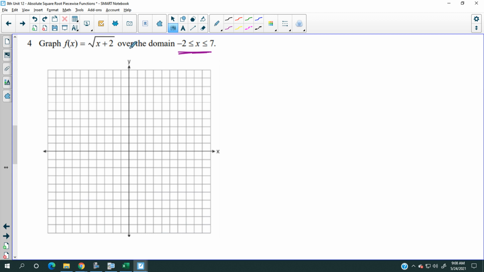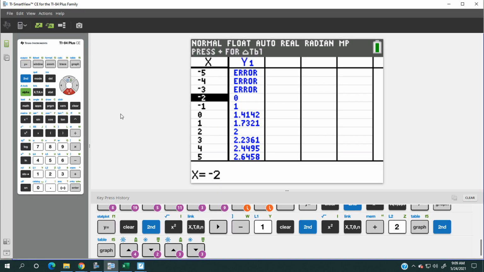Now, how is that possible for a second, right? Let's talk about that. If you put -2 here plus 2, that's the square root of 0, right? Once you put -3 in there, you get the square root of -1. You can't have that. That's an imaginary number. Can't graph it, okay? Not right now, at least, right? So that's what they mean. So they want you to graph it from -2 all the way to 7.